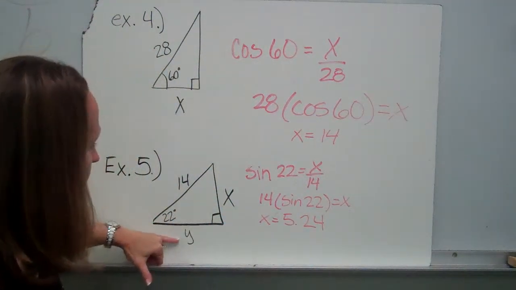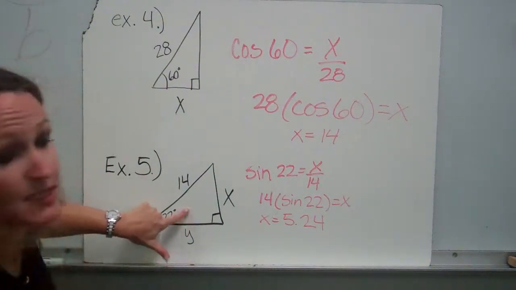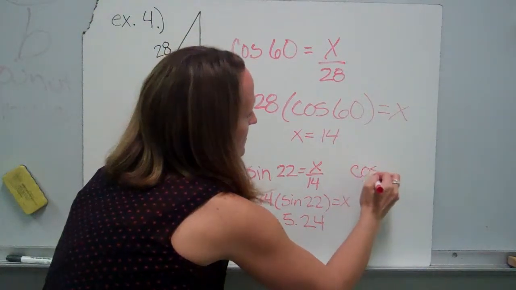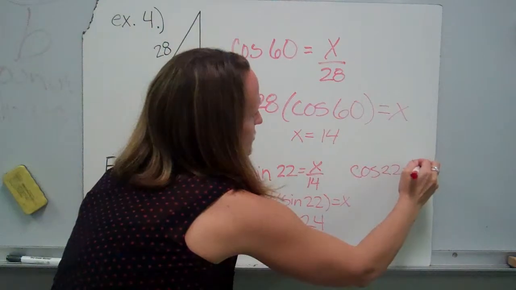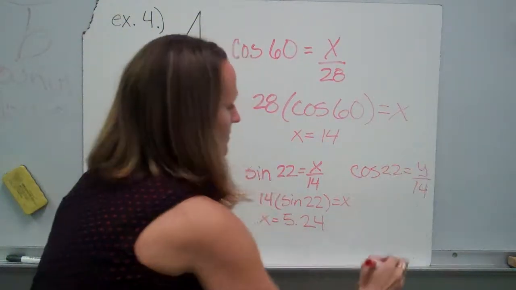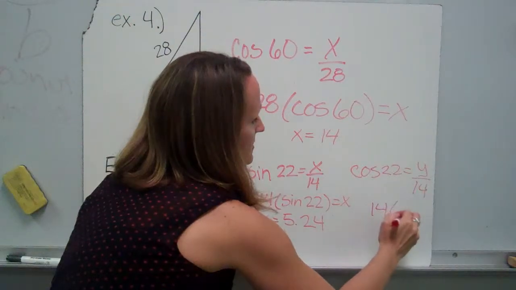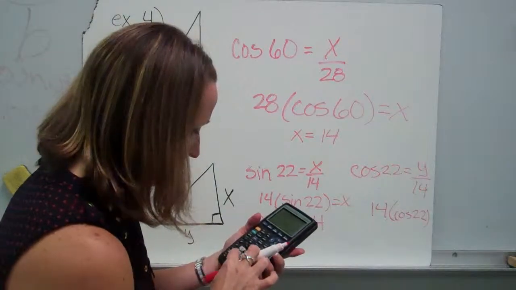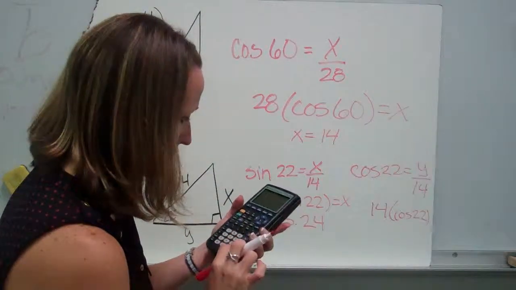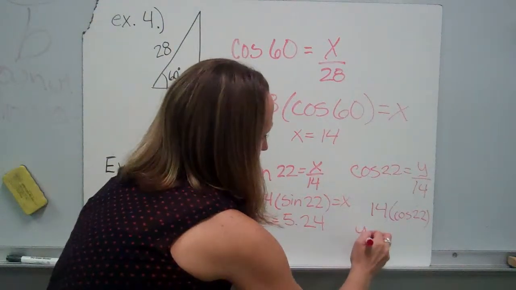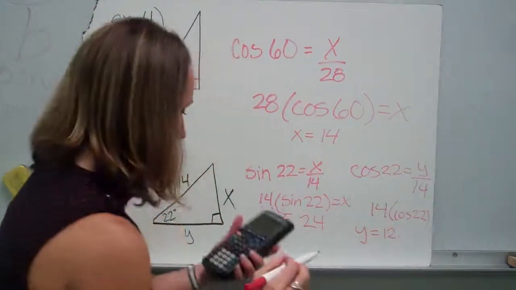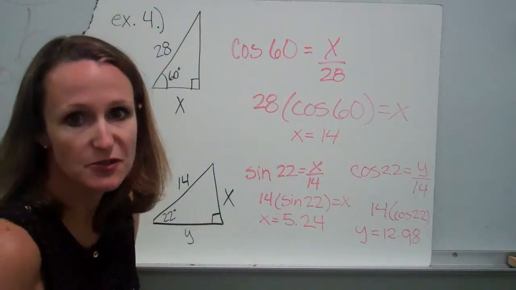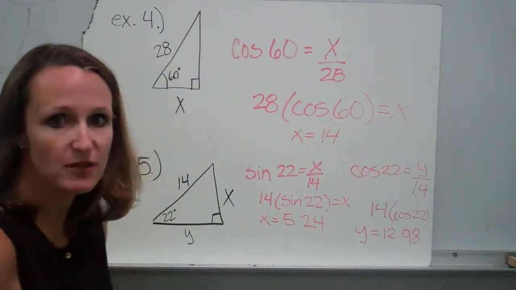Now I need to find y. So I can do my y the same way. This time, since y is adjacent to that, it's going to be cosine. So I can say cosine of 22 equals y over 14. To solve, I would do 14 times the cosine of 22. I find out that y equals 12.98. And that's how you solve equations using trigonometric functions.